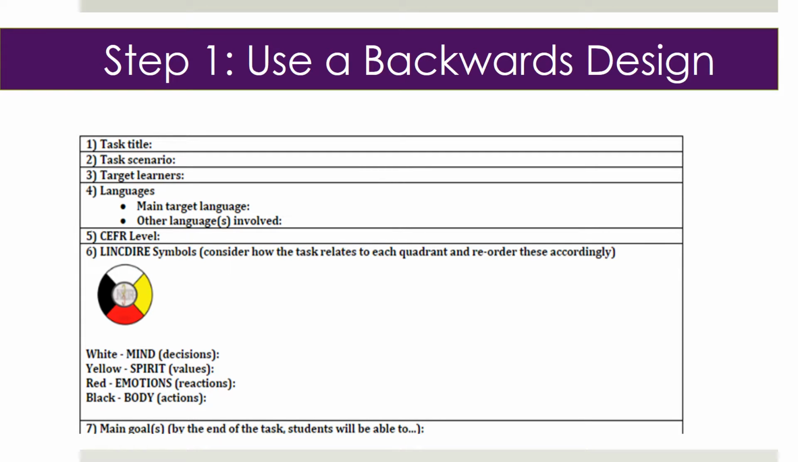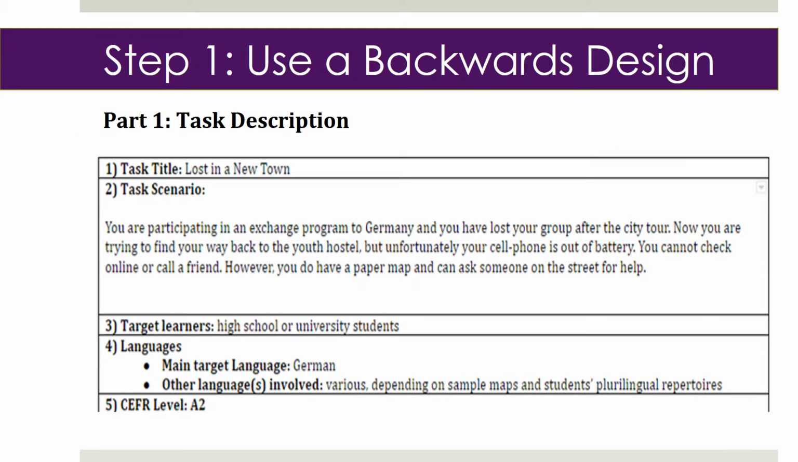Once you have thought about the previous questions, you can now use that information to begin filling out Part 1, the task description. We suggest that you fill out sections 1 to 7 at this time. You will have a chance to refine this section later as you finalize the task.